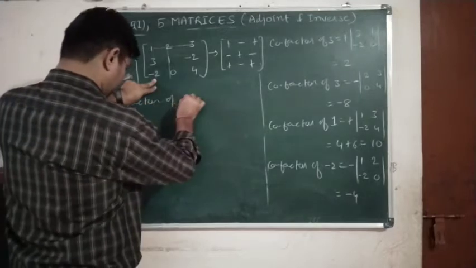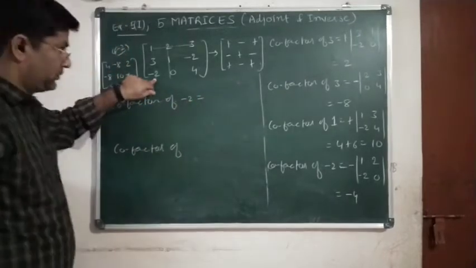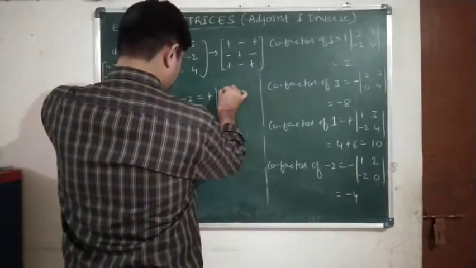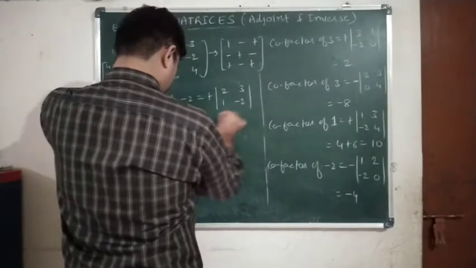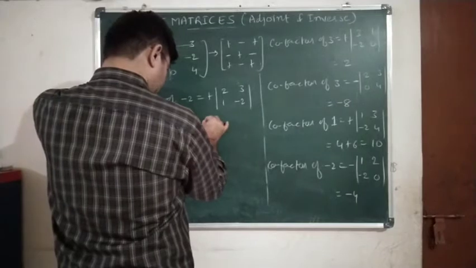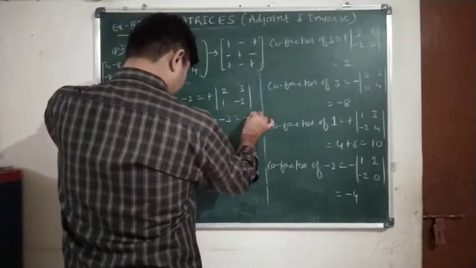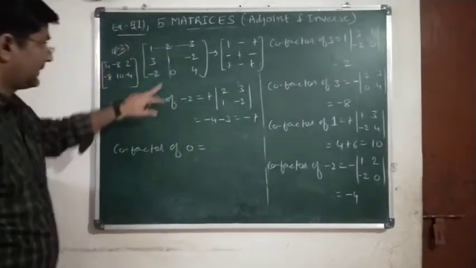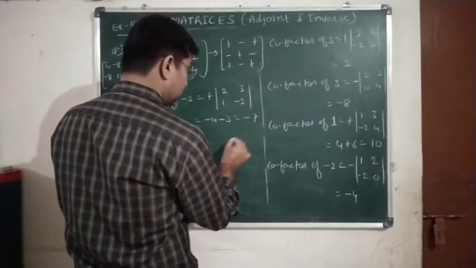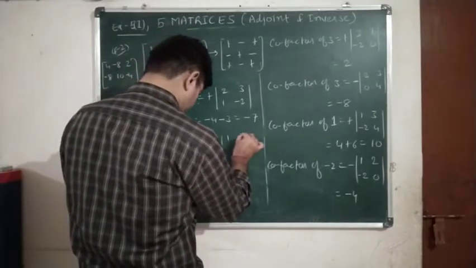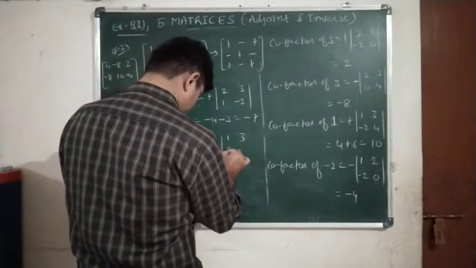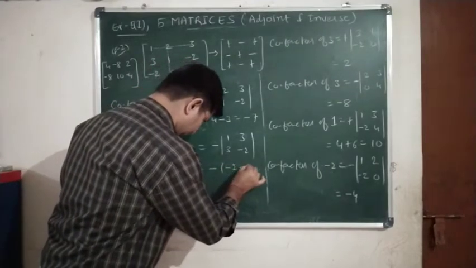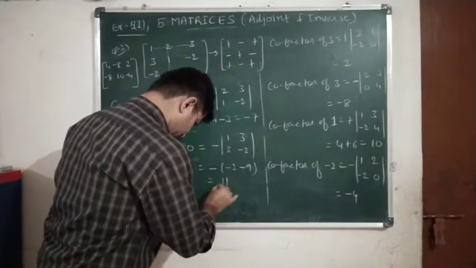Okay, now cofactor of minus 2, in the third row. So sign convention is plus. Again we have determinant 2 3, 1 minus 2. Okay, so minus 4 minus 3 is equal to minus 7. Cofactor of 0 will be 1 3, minus sign will come, 1 3, 3 minus 2. Okay, that is equal to minus 2 minus 9, minus 11, so plus 11.